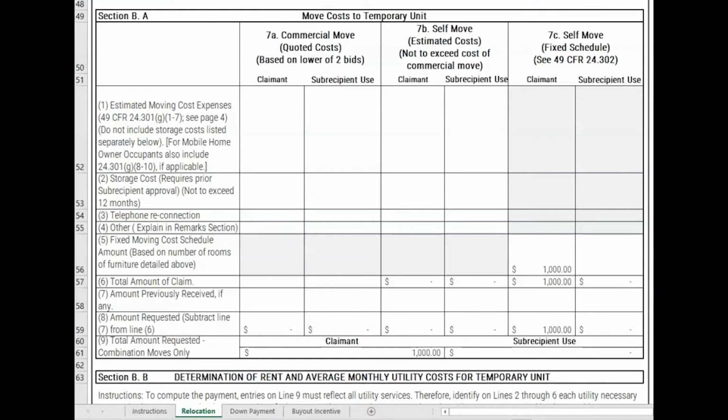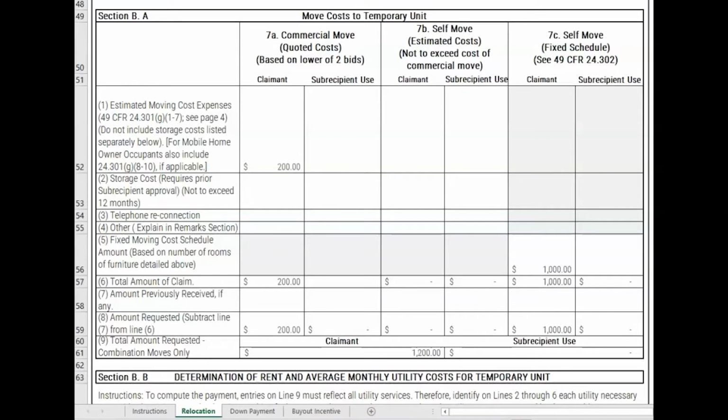In these situations, the applicant may also be eligible for a payment based on actual costs for a commercial move and/or self-move for these items, in addition to their fixed payment. The applicant will need to attach a justification for the additional costs and quotes or receipts. If the subrecipient determines the applicant is eligible for other moving options in addition to the fixed payment, the applicant should fill in all applicable claim information requested for the types of moving options specified in the following table in 7A or 7B.